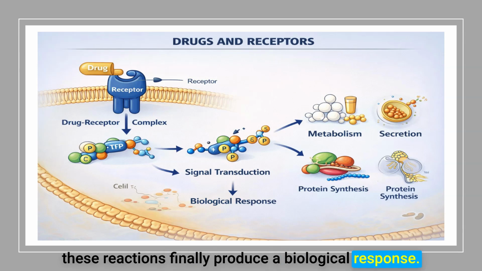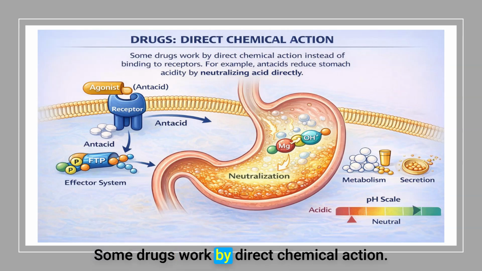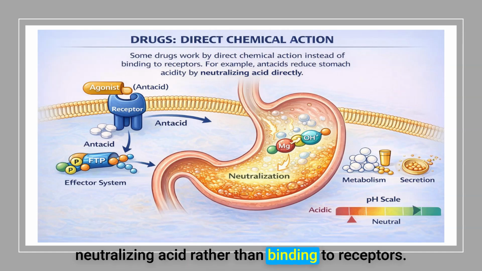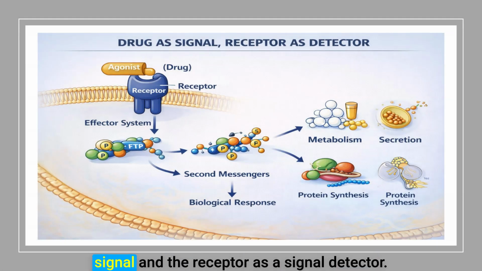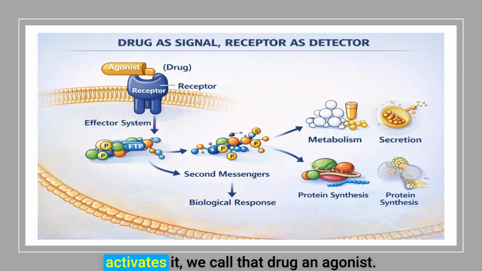biological response. Not all drugs act through receptors. Some drugs work by direct chemical action. For example, antacids reduce stomach acidity by neutralizing acid rather than binding to receptors. You can think of the drug as a chemical signal and the receptor as a signal detector. When a drug binds to a receptor and activates it, we call that drug an agonist.